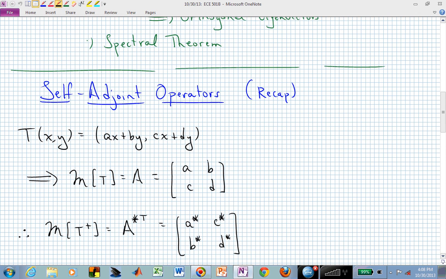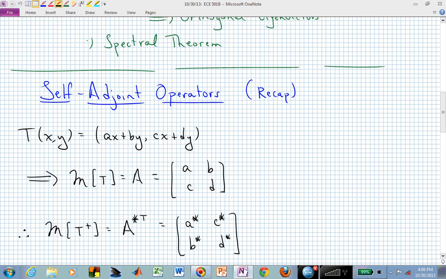It's ax plus by in the first coordinate, and in the second coordinate, it's cx plus dy. Is everybody okay with that map T and its matrix representation? The notation that we've been using in the textbook is script M of square bracket T, where T is the linear map.